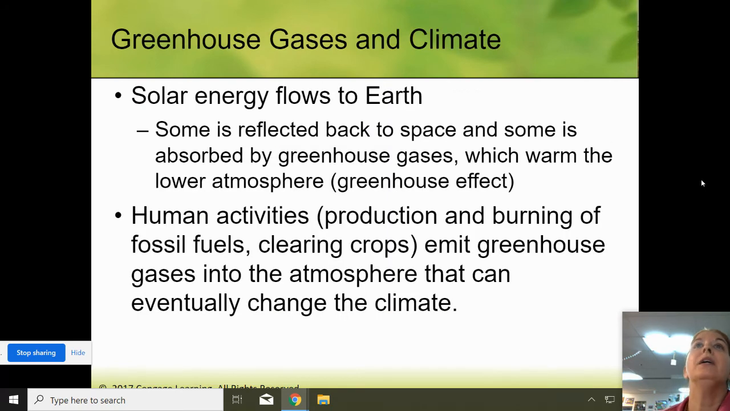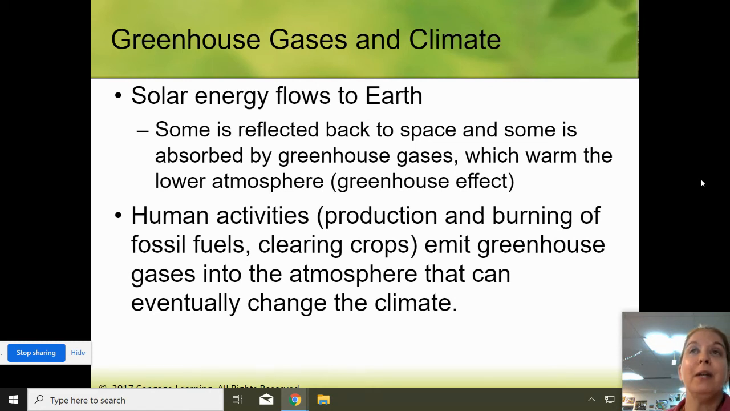It's kind of cool. So now we have to talk about greenhouse gases and climate. And we will come back to this more later this year and next semester as well. So solar energy flows to the earth. The sun is shining on the earth. Some of it is reflected back into space, and some of it is absorbed by the greenhouse gases, which then warm the lower atmosphere, and we call this the greenhouse effect. This is good because otherwise it would be too cold on this planet to live.